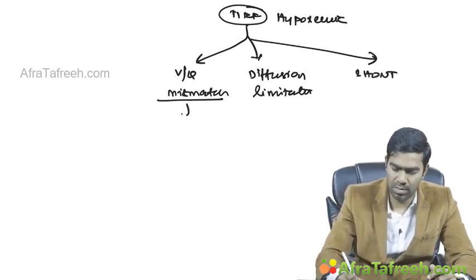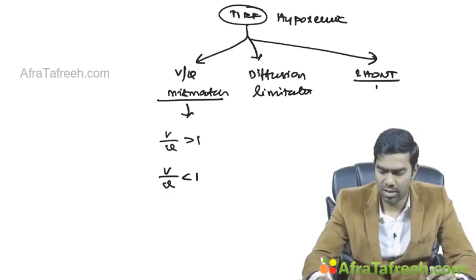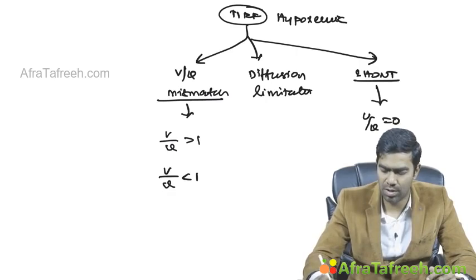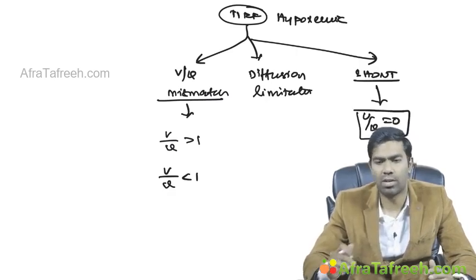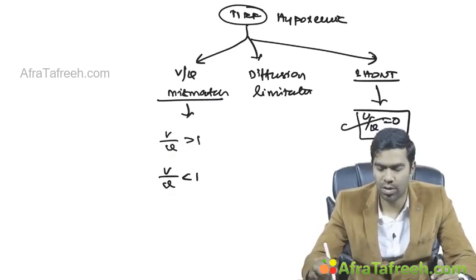This VQ mismatch means VQ can be more than 1 or VQ can be less than 1. You have some characteristic examples. Similarly, shunt formation means VQ is equal to 0, where your right-sided blood is directly shunted to the left side without getting oxygenated. That's what we call VQ equal to 0.